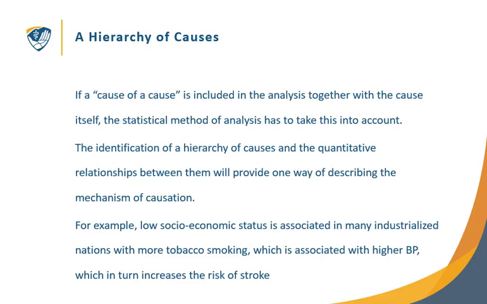The identification of a hierarchy of causes and the quantitative relationships between them will provide one way of describing the mechanism of causation. For example, low socioeconomic status is associated in many industrialized nations with more tobacco smoking, which is associated with higher blood pressure, which in turn increases the risk of stroke.